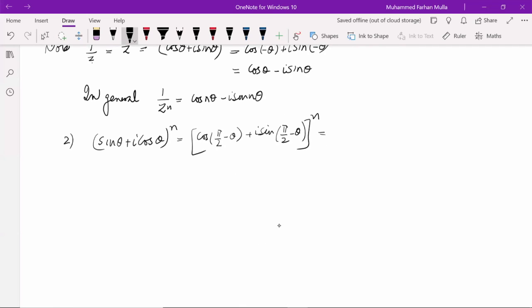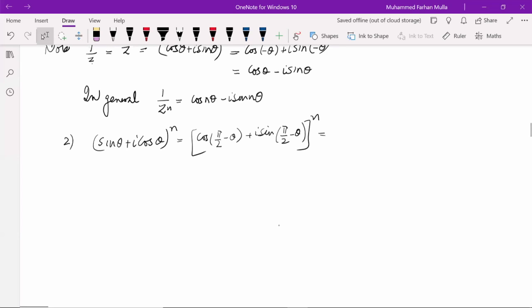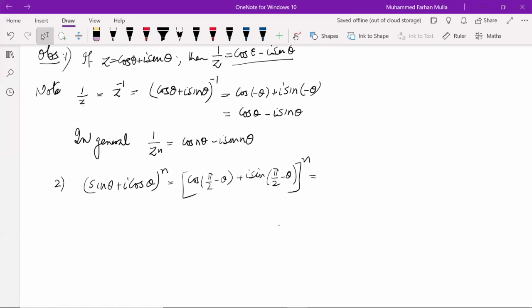So therefore, I can write this one as cos of n(90 minus theta) plus I sine n(90 minus theta). Okay, cos n times 90 minus theta plus I sine n times 90 minus theta. This is how we make adjustment when we come across sine theta plus I cos theta while solving the exercise.